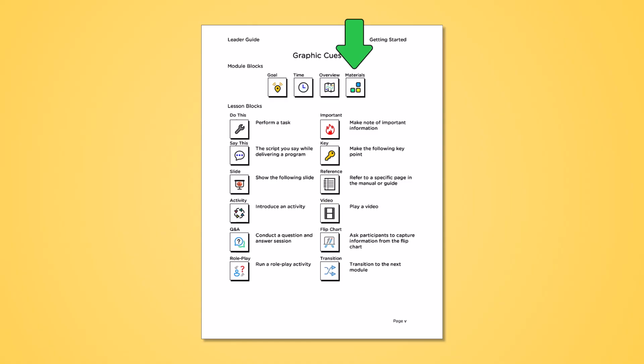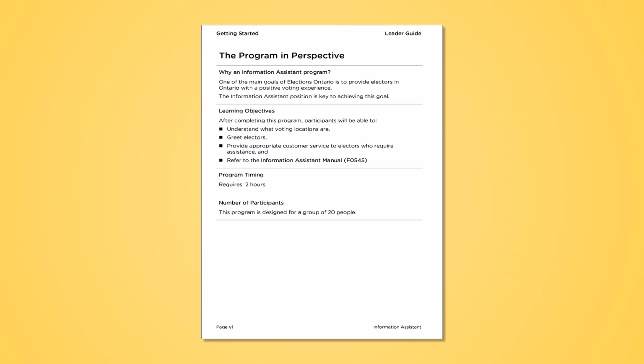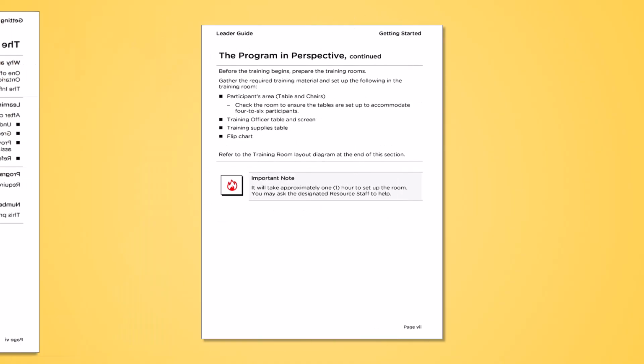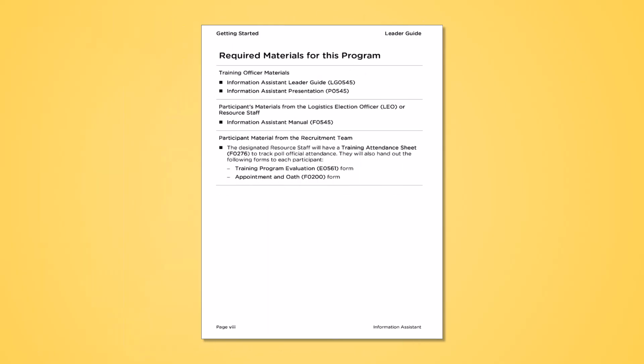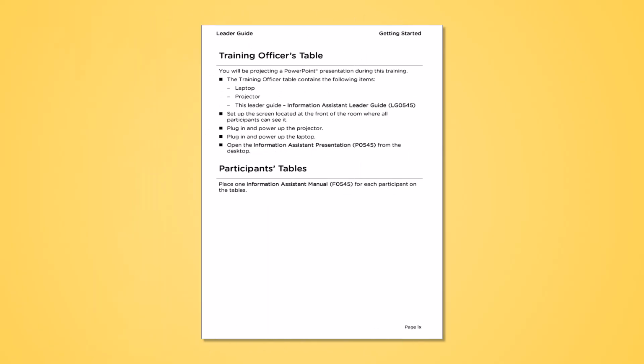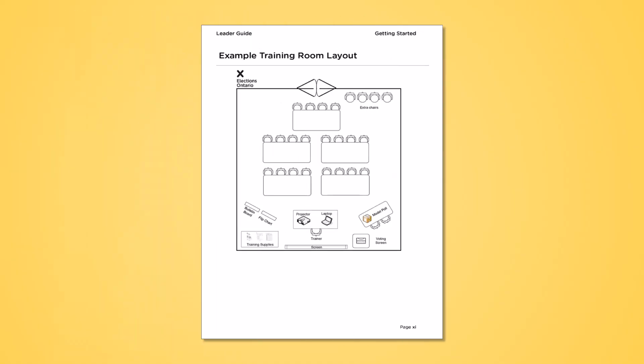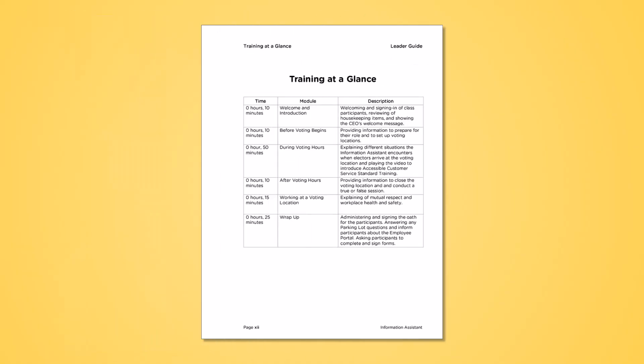The various icons used throughout your leader guide are designed to help draw quick attention to tasks you need to perform, content you need to say out loud, the slides you need to show, videos to play, when to transition to the next module, and more. Look through the first part of your guide to understand how to prepare for each training session. It gives perspective for the program, lets you know the materials you'll need and how to set them up, how to prepare the room, and an overview of the training at a glance.